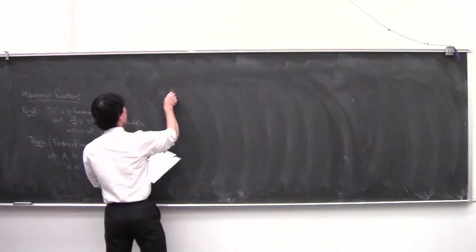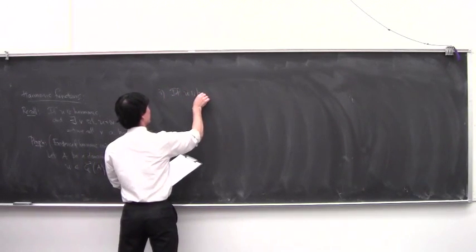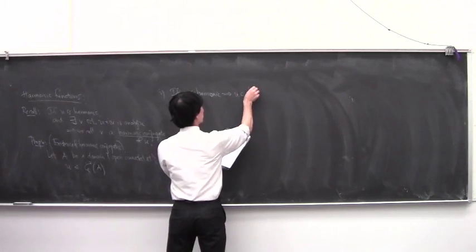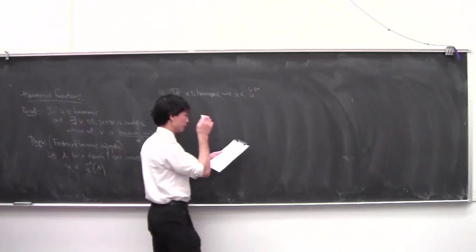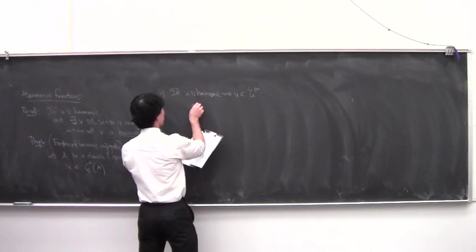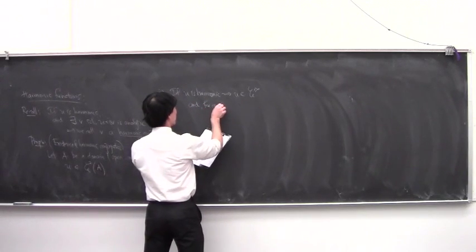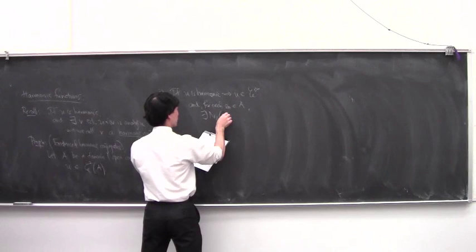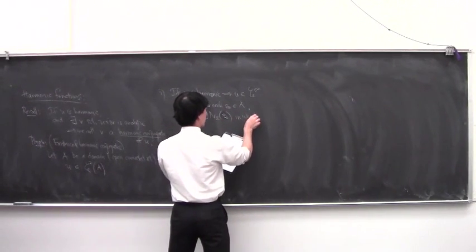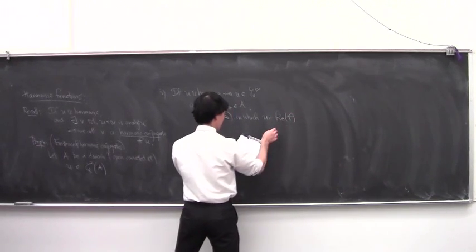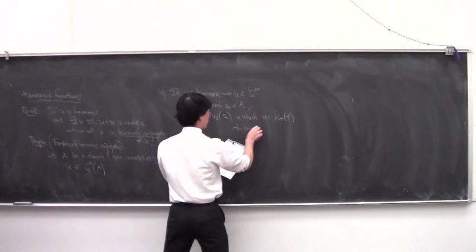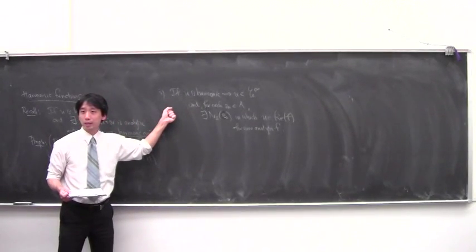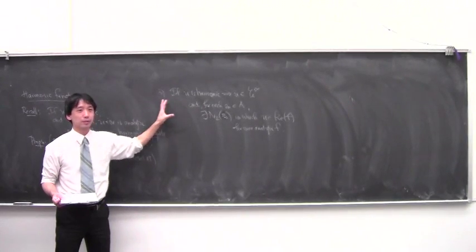Then if U is harmonic, then in fact it's C infinity. Okay? It's infinitely differentiable. And further, for each z naught in A, there exists a ball in which U is the real part of some analytic function. So given any point, there's a neighborhood in which a harmonic conjugate exists.